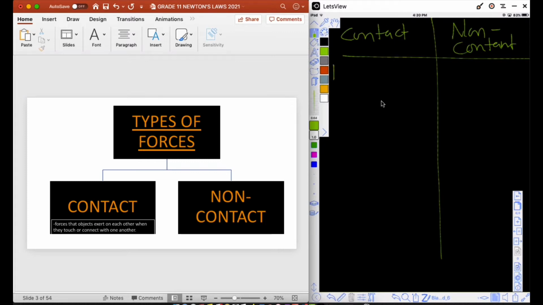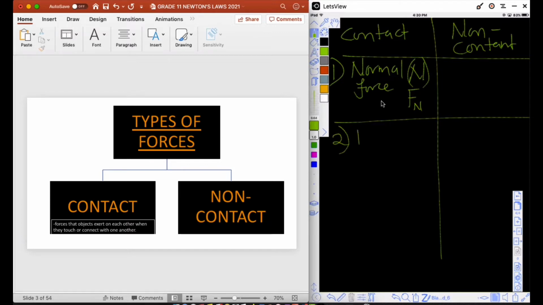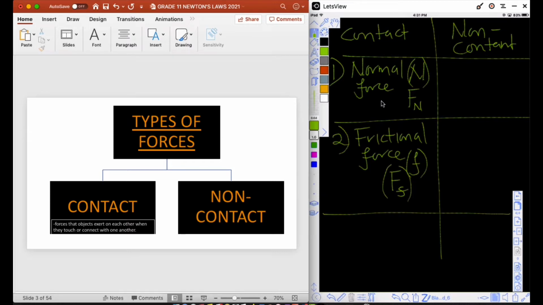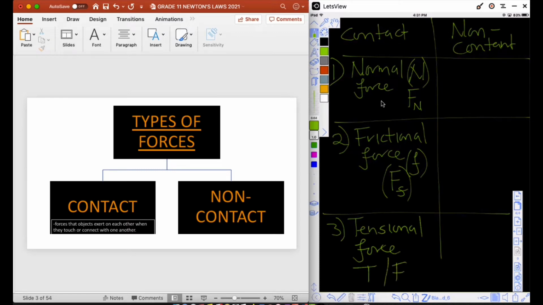So, the first example of a contact force is the normal force, represented by capital letter N or F and subscript N. The second example of a contact force is frictional force, represented by a small letter f or capital letter F and subscript small letter f. The third example of a contact force is tensional force, represented usually by T or F, capital letter F and subscript T. These are the most important contact forces that we are going to be looking at or meeting in our calculations and our diagrams of forces acting on objects.